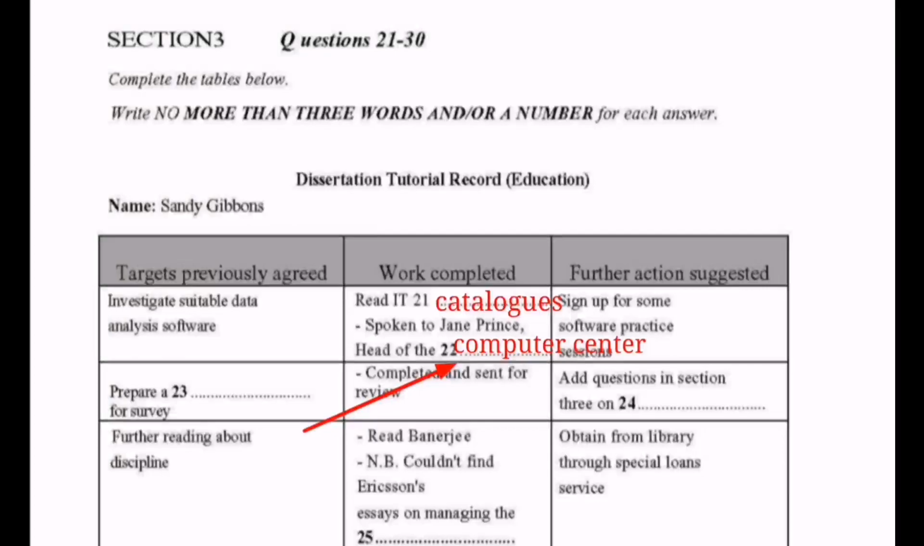Oh, right. Who did you see? Jane Prince. Do you know her? She's in the computer centre? Yes, of course. She's the new head. Yes, well, she was very helpful.